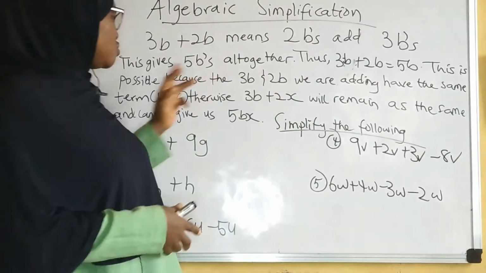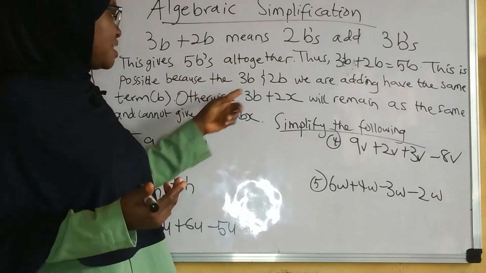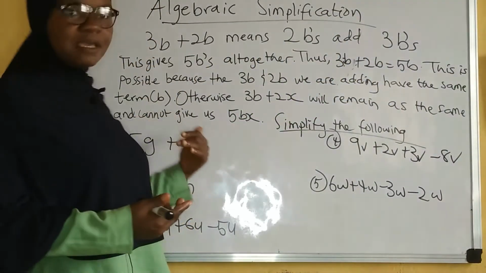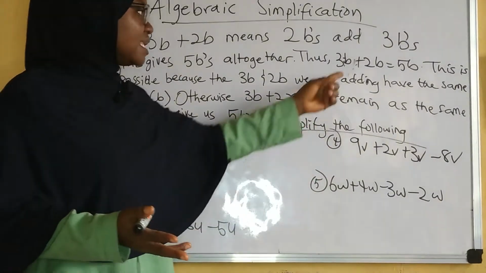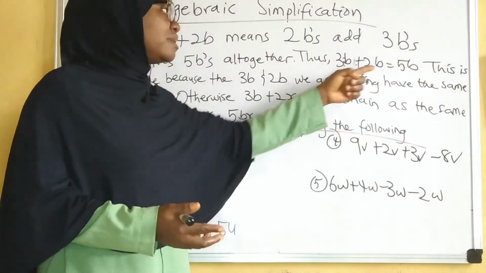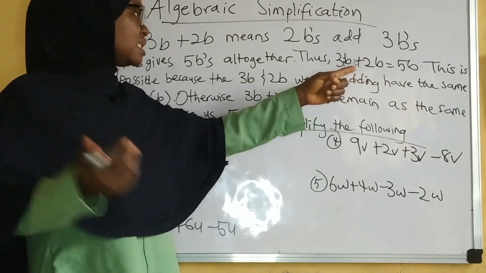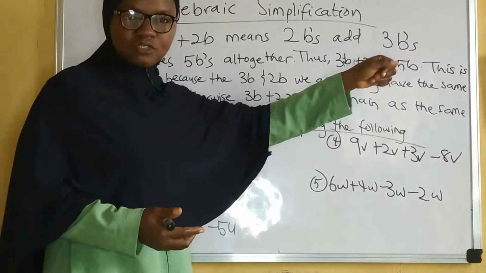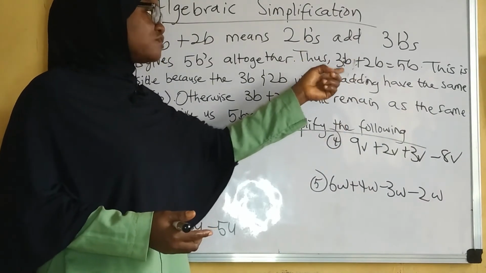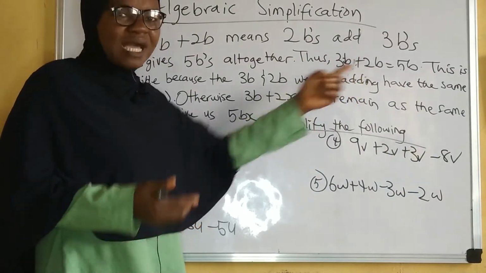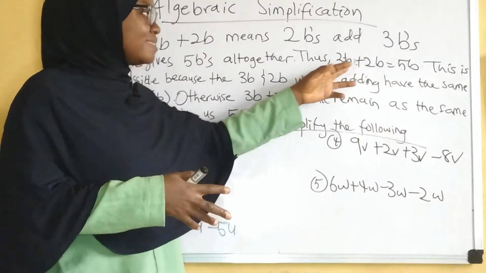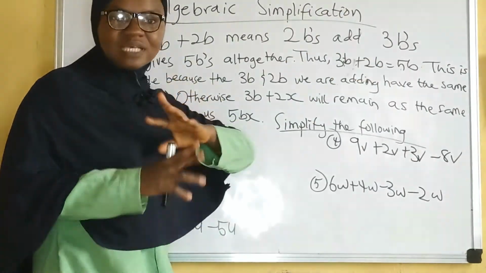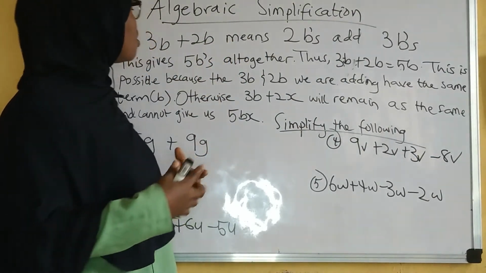5b. Now, this is so achievable, this is so possible because of the fact that 3b and 2b that we are adding, they have the same term. And what is the same term that they have? They have the same term b. That is, they are the same thing. It's just as though saying we have 3 bags plus 2 bags. We give you what? 5 bags. Do you understand? As opposed to when you have 3a here or 2b here, you can't add those ones together. But the fact that they are the same term, they are the same things, it will be easy for us to just go ahead and add them together. Does that make sense? All right.